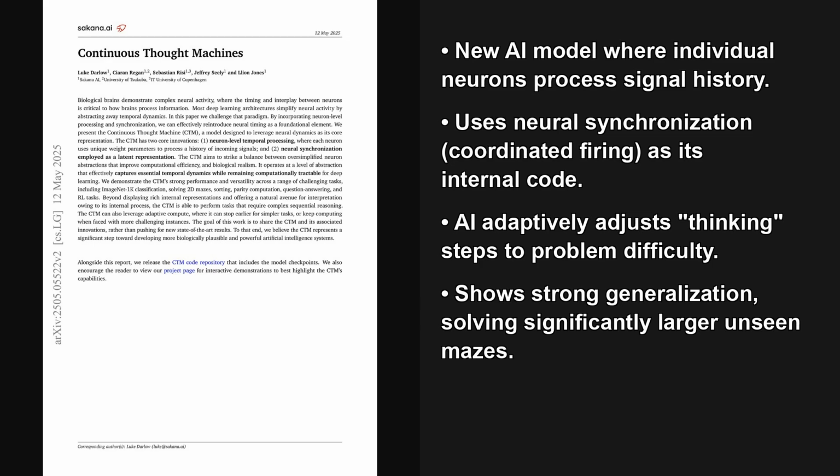The researchers introduced the Continuous Thought Machine, or CTM. It has two key ideas. First, neuron-level temporal processing, where each artificial neuron considers the history of signals it gets. And second, it uses neural synchronization, which is the coordinated firing of neurons, as a latent representation. A latent representation is essentially a compact internal code the AI learns to capture important features.